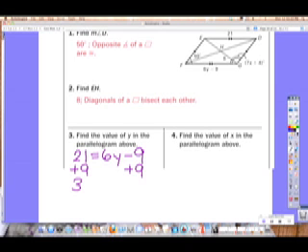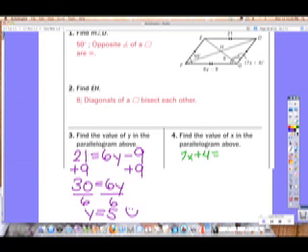Can I get a hand in there? How did you set up number 4? Caitlin, what'd you do? I put 7x plus 4 plus 50 equals 180. So you said 7x plus 4 plus 50 equals 180. Nice. All right, Caitlin, if it asked for a reason, what would you have put? Perfect. Consecutive angles are supplementary. Remember to abbreviate if you want.